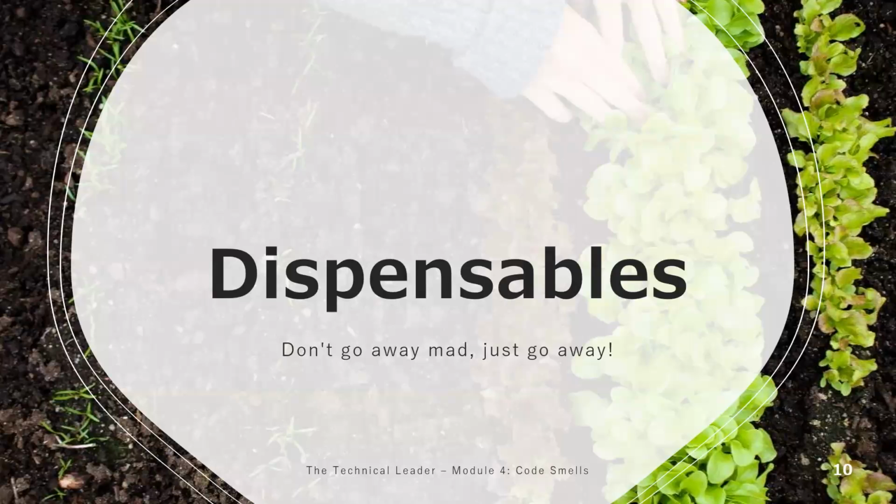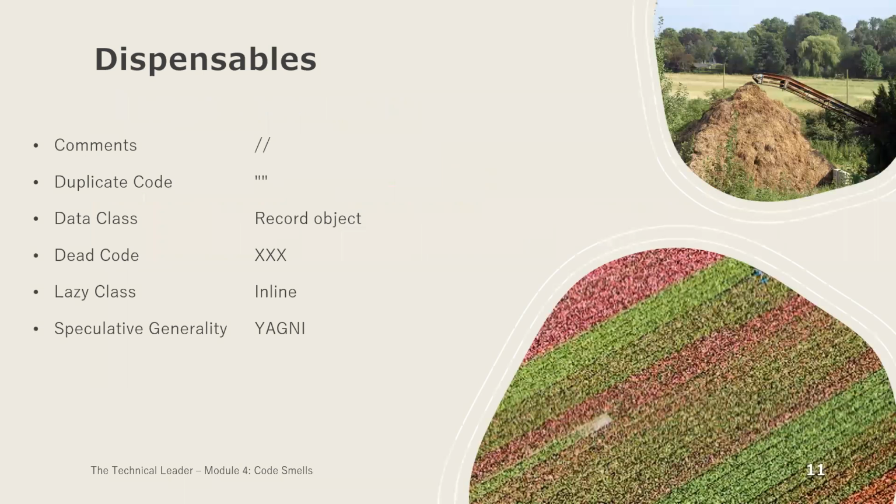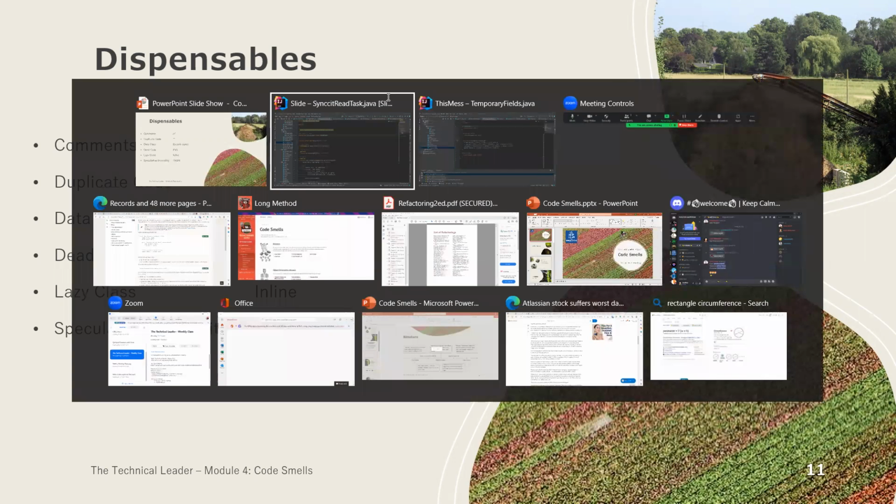Dispensables. These are things that you can just get rid of. It's just cluttering up the code. A lot of the time comments are just in the way. They're not maintained. They can get out of sync and are generally not helpful. The worst offense for comments is when you've got commented out code.